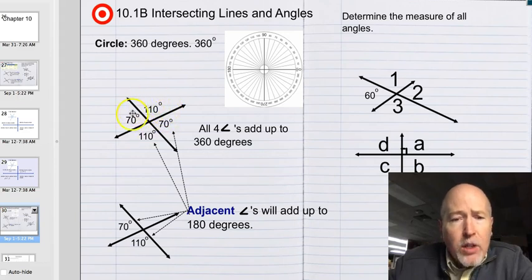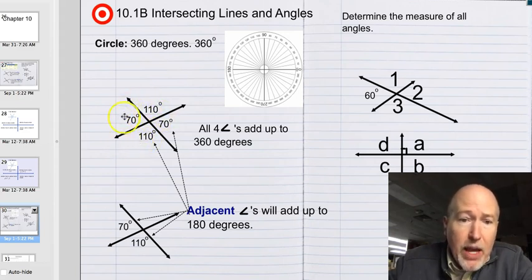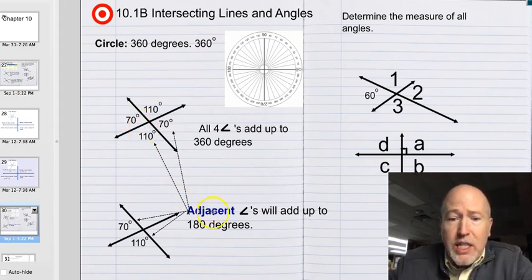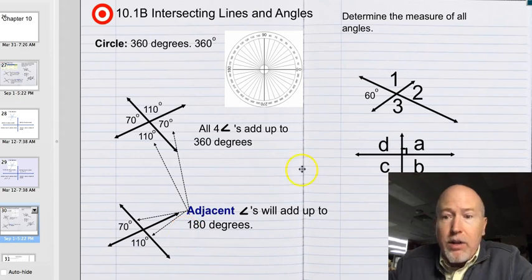All of these angles will add up to be 360 degrees, but any two adjacent angles will add up to be 180 degrees because together they make, kind of like a circle, 360 degrees, but these two have to add up to be 180 because this line here is bisecting a straight line, cutting it into two different angles. All right, so the adjacent angles will add up to be 180 degrees.